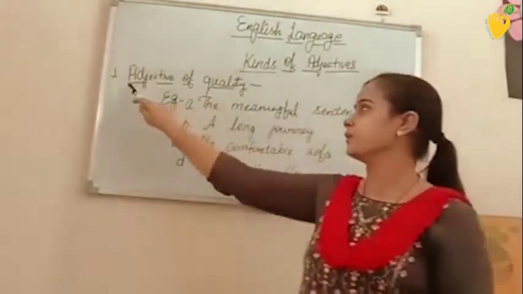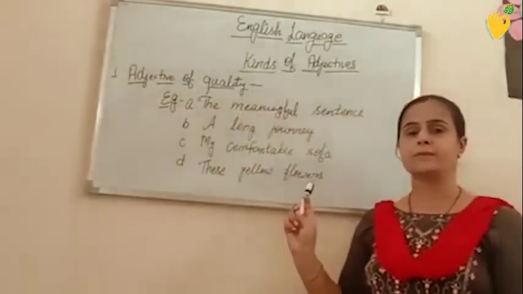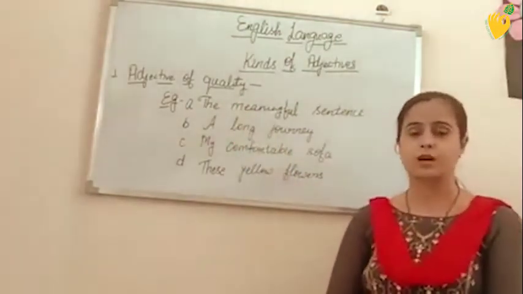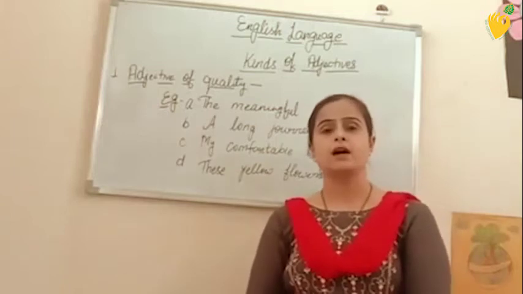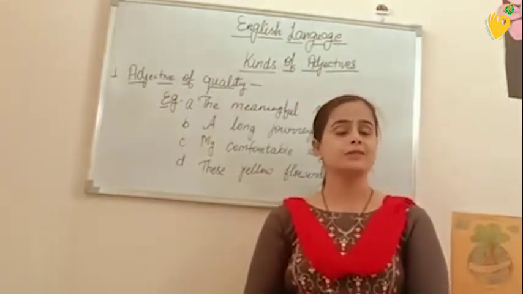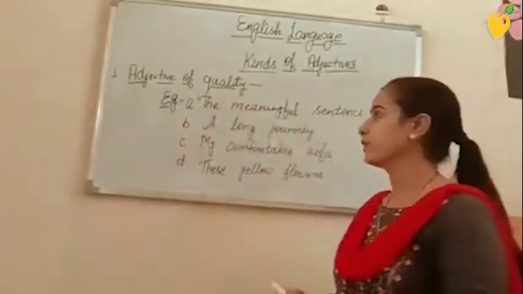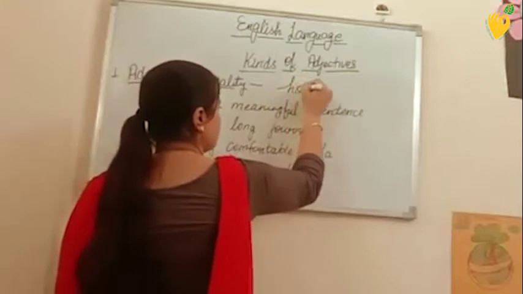Now students, I am going to explain you kinds of adjectives. So the first one is adjective of quality. As it is clear by the name, the adjectives which tell about the quality of noun or pronoun, or you can say the adjectives which tell how a noun or pronoun is, are known as adjective of quality. And you can identify this adjective of quality by asking the question with how.